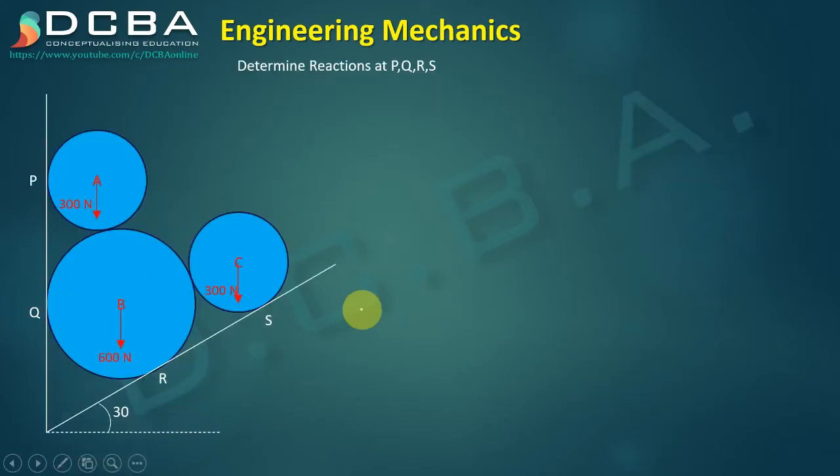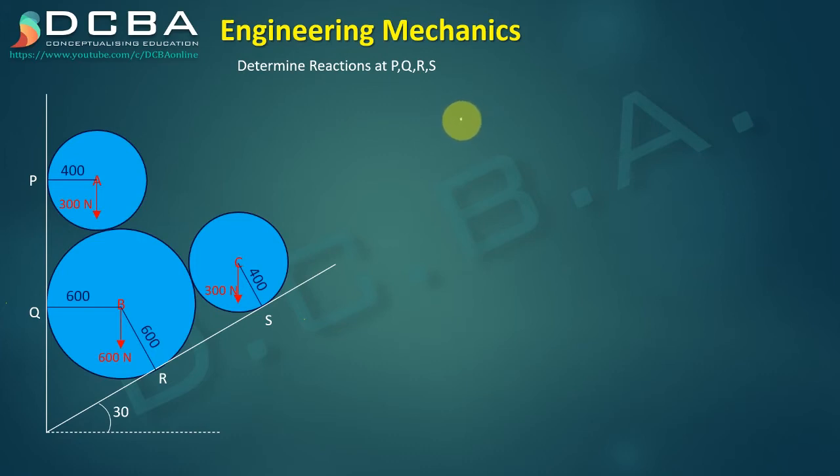Let us solve one more numerical. We have 400 mm, 600 mm and again 400 mm radius for these spheres A, B and C. The weights are given: 300, 600 and 300. I need to determine the reactions at P, Q, R and S, right? So again, which sphere or which cylinder to start with, that is the question. So we start by drawing the FBD of all these spheres.